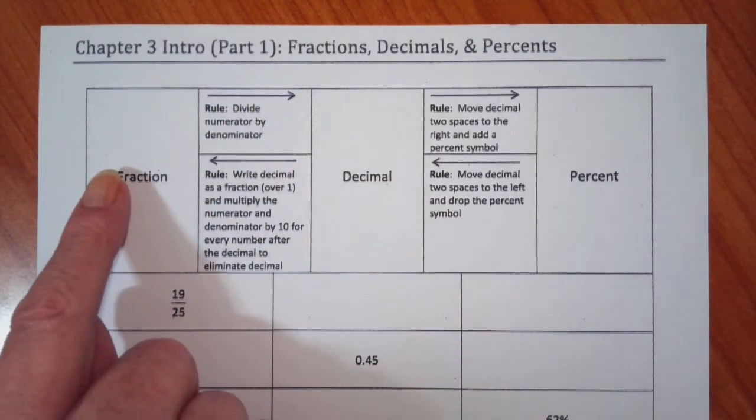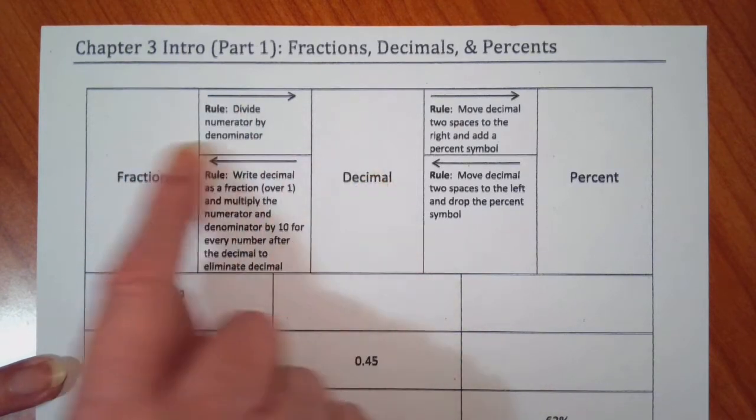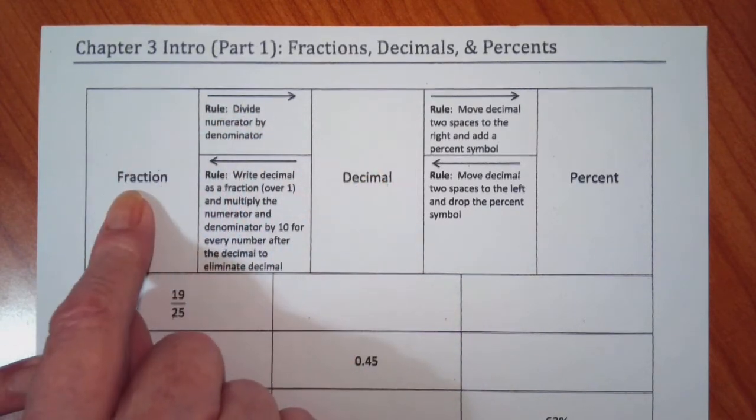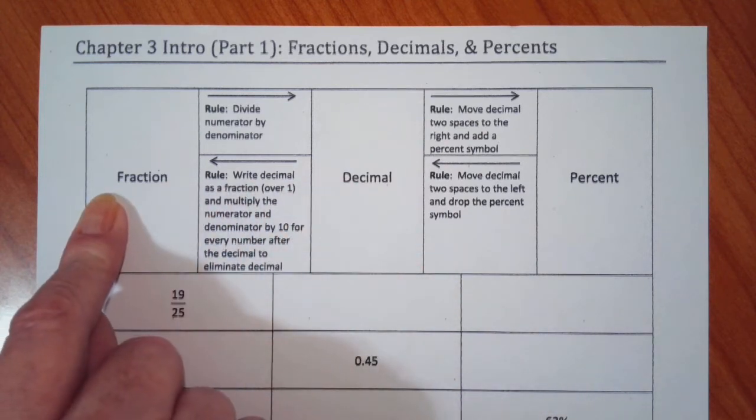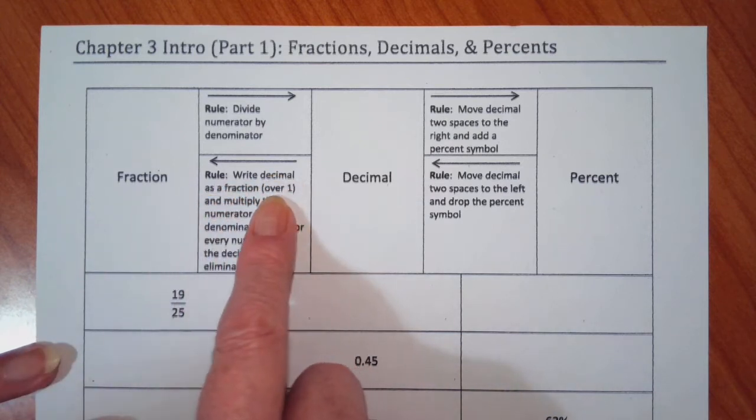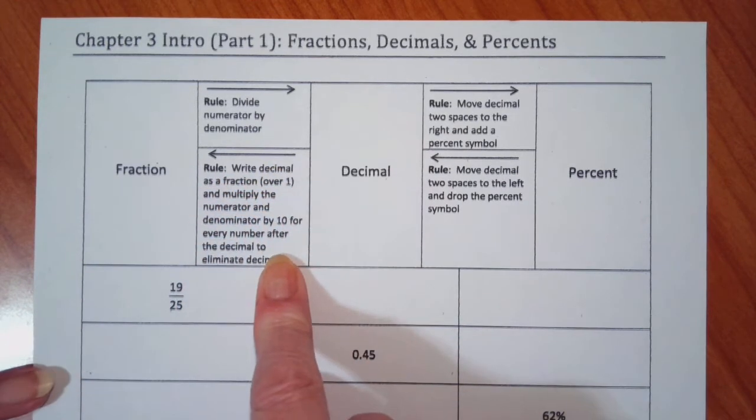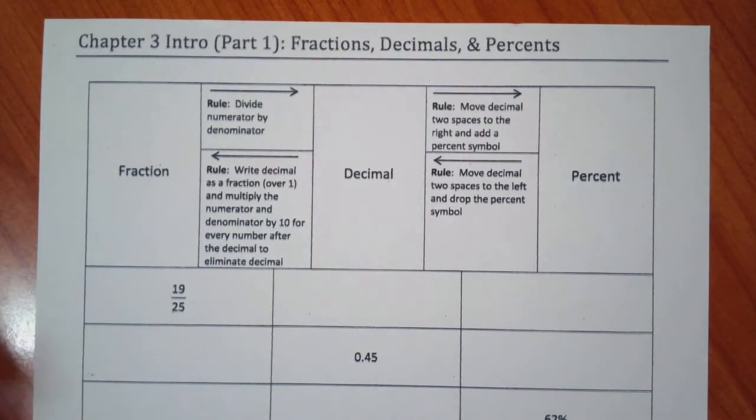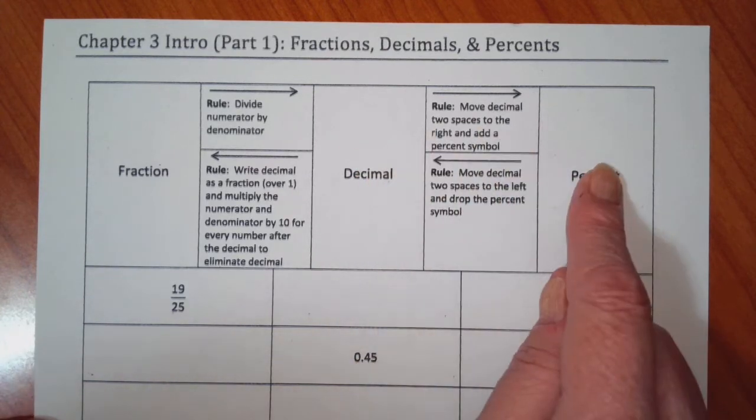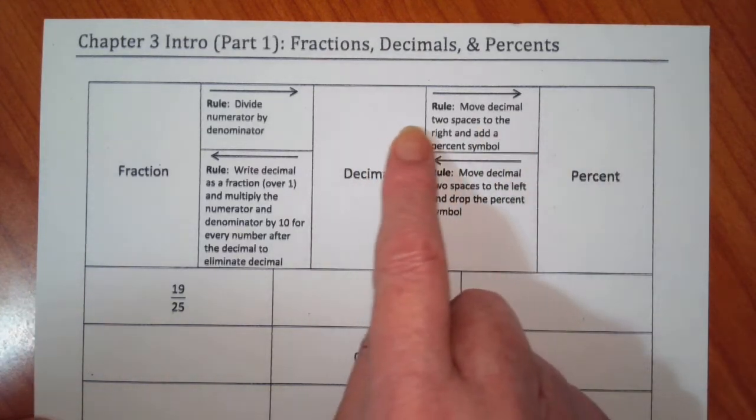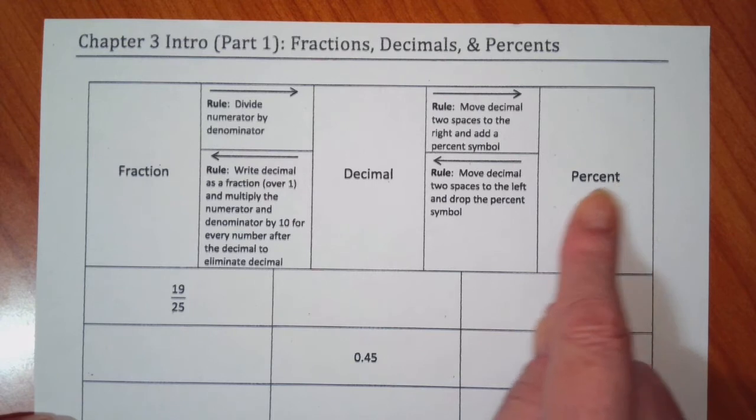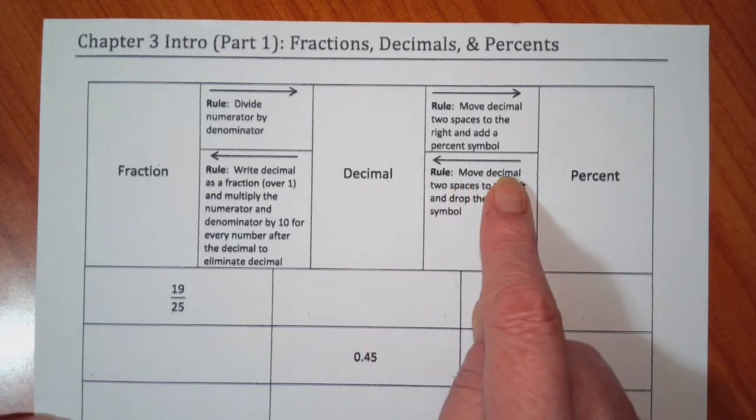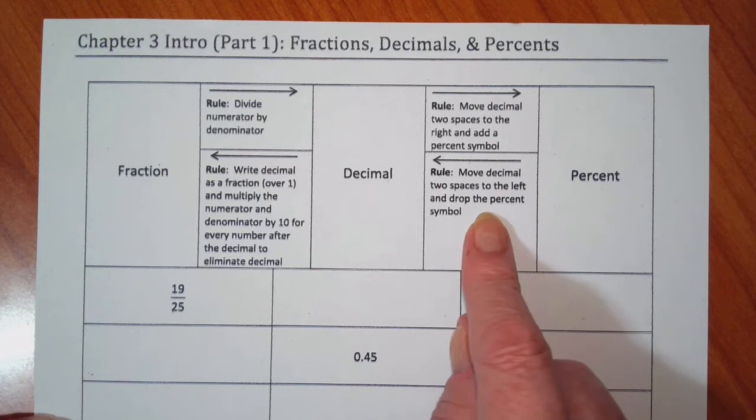These tell you if you want to go from a fraction to a decimal, you just divide the numerator by the denominator. If you want to go from a decimal to a fraction, you write the decimal as a fraction over 1 and multiply by however many digits there are after the decimal to eliminate the decimal. If you want to go from a decimal to a percent, you're going to move the decimal 2 places to the right and add a percent symbol. If you want to go from a percent to a decimal, then you're going to move the decimal 2 places to the left and drop the percent.